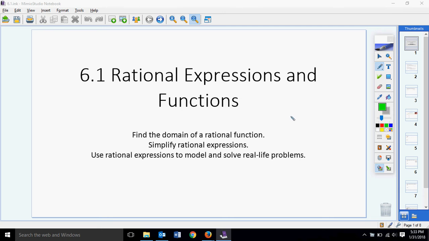Welcome to 6.1, Rational Expressions and Functions. We're going to learn how to find the domain of a rational function, simplify rational expressions, and use rational expressions to model and solve real-life problems.